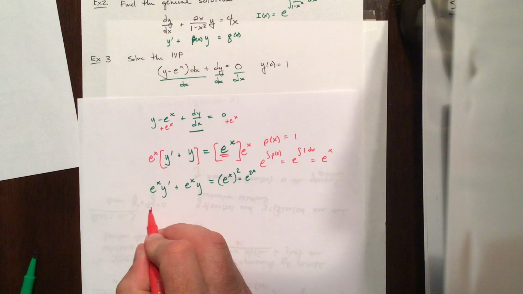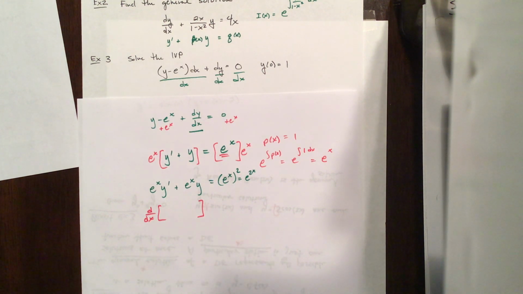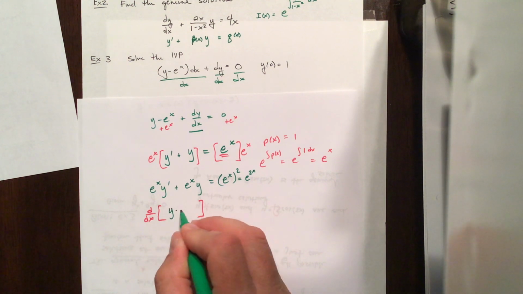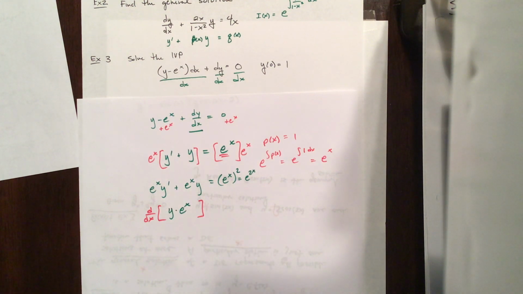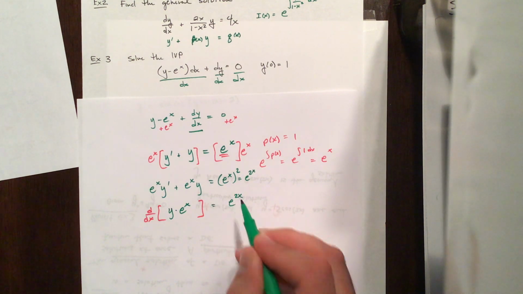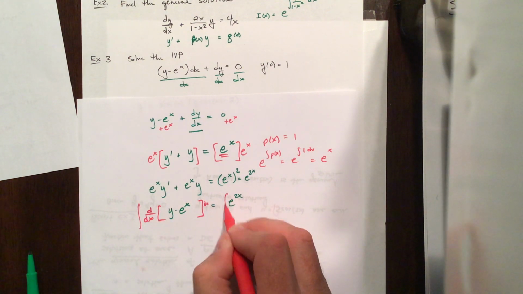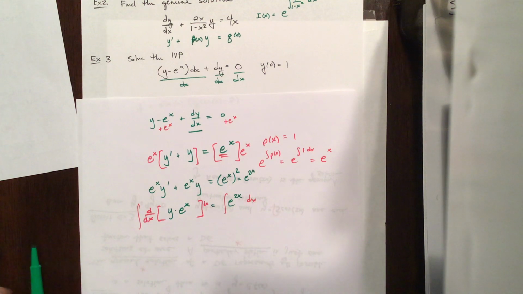So as promised, the left-hand side is the derivative of some product. It's y times e to the x. And you can always, and should always, check your answer. So the derivative of y is y prime times e to the x plus the derivative of e to the x, which is e to the x times y, equals e to the 2x. Let's integrate both sides with respect to x, and let's see what we get.